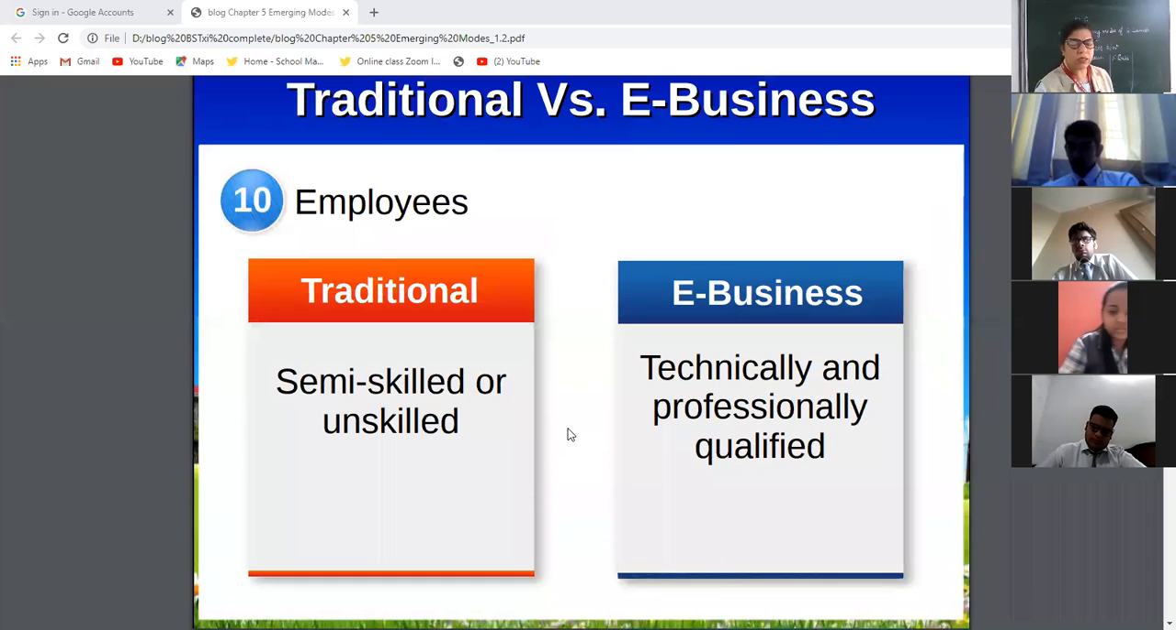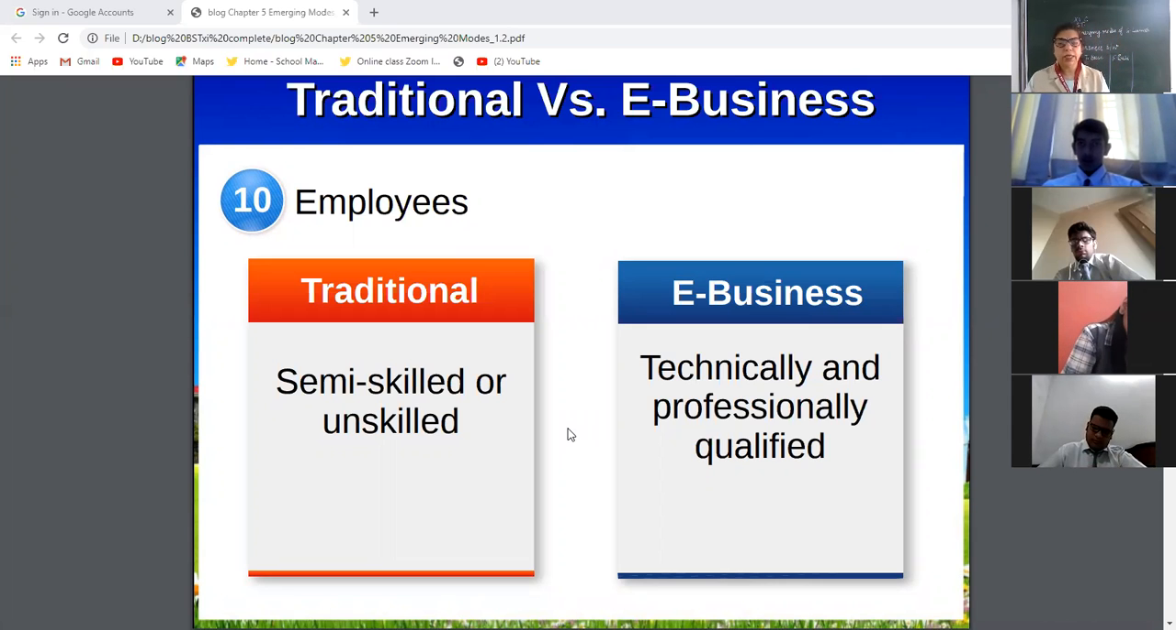Now my question is, which type of employees are required in traditional business? Generally, semi-skilled, unskilled, or those who have communication skills, those who have marketing skills can be appointed, because that is the requirement here. Like for selling the goods, they should have a person who has good communication skills.